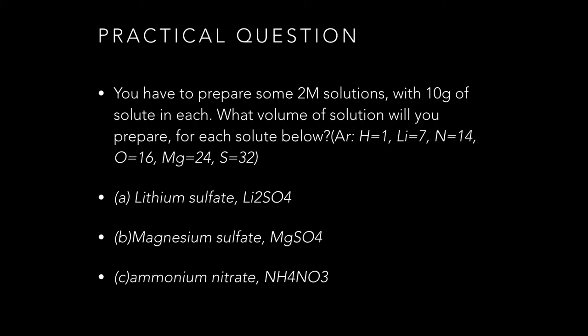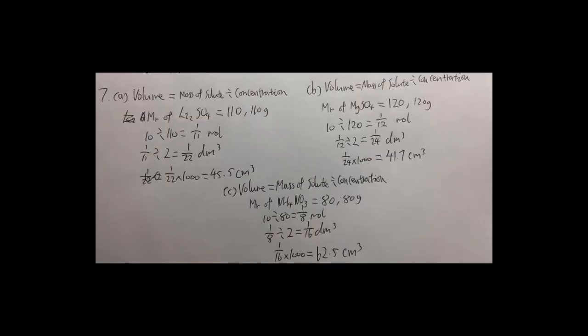Now, the Ar values are given to you. Hydrogen equals 1, lithium equals 7, nitrogen equals 14, oxygen equals 16, magnesium equals 24, and sulfur equals 32. The first solution you have to prepare is a solution of lithium sulfate. The formula for lithium sulfate is Li2SO4. Now, this is how you do it.